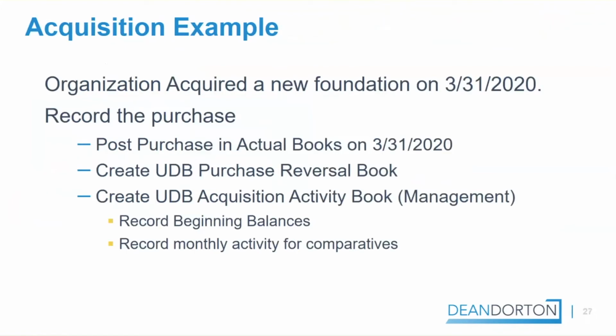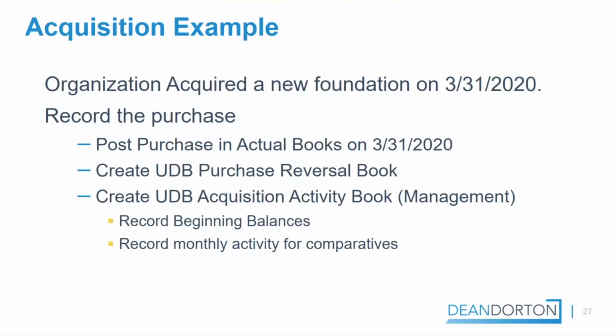So here's an example of how this might work, using the acquisition example that I gave earlier. Let's say that we create the user-defined book for the purchase of a new foundation. We purchased a foundation on 3/31/2020, and we want to record that purchase. So we would go and create a user-defined purchase reversal book, and when we do that, we'll record the reversal of the purchase. This does not have to be a management book because if we ever changed any information about the purchase, that would have to go into our normal books anyway. So no need for that.